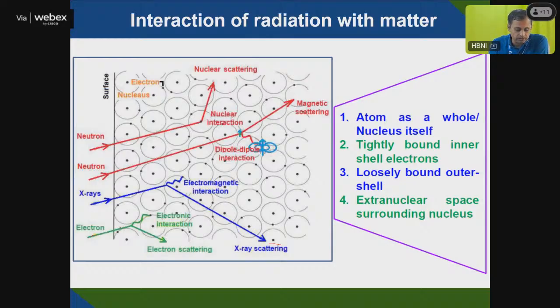When X-rays or electrons go in, they will interact. Neutrons, having a magnetic moment, will have nuclear interaction as well as magnetic interaction, so there is magnetic scattering in addition to nuclear scattering. Because of the magnetic scattering, you get a lot of magnetic information, such as whether it's antiferromagnetic, ferromagnetic or paramagnetic. All that information you can get from neutron scattering and neutron diffraction, whereas X-rays don't give magnetic information.